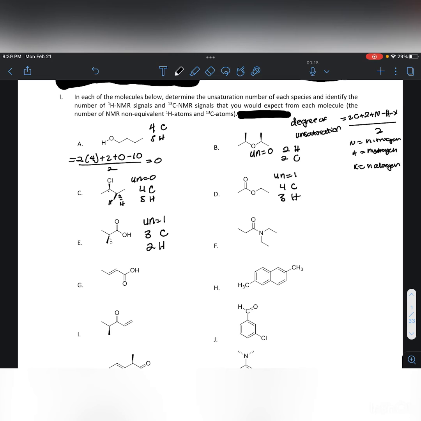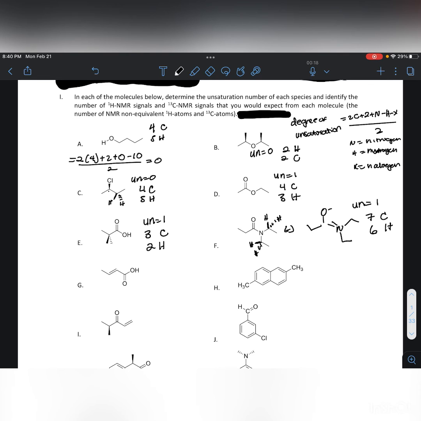Moving on to F, this is quite an interesting problem because it first requires you to know the resonance structure of amides. These amides can undergo this electron resonance structure right here. As a result of that, these hydrogens will actually be quite different. In total, the degrees of unsaturation for this one should be 1. There should be about 7 carbons and then about 6 hydrogens.